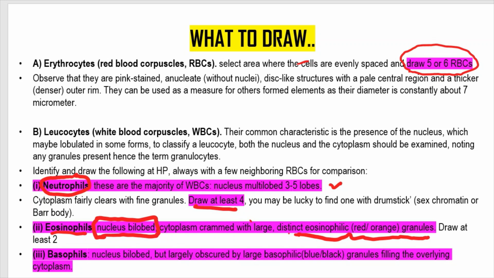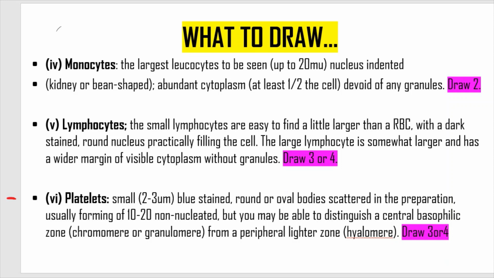The third cell line for the leukocytes are the basophils. The basophils as well contain a bilobed nucleus, and they are basophilic. They stain blue-black. Basophilic means that they are basic.